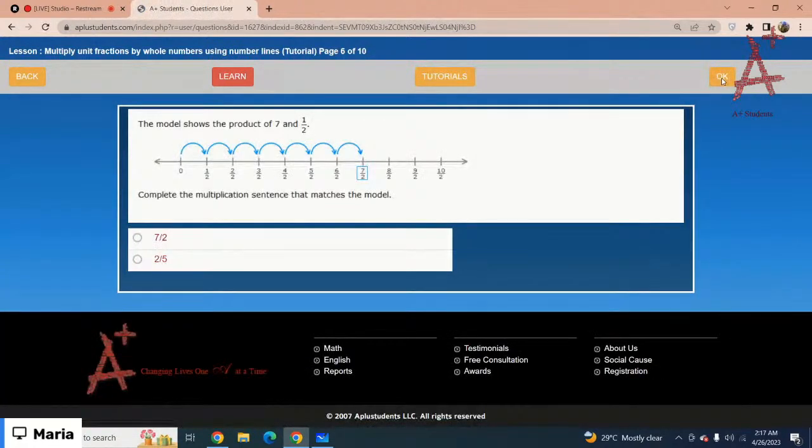Okay, the next one is the model shows the product of 7 and 1 over 2. Complete the multiplication sentence that matches the model. So 7 times 1 by 2 equals, which is the correct option? That would be 7 over 2.